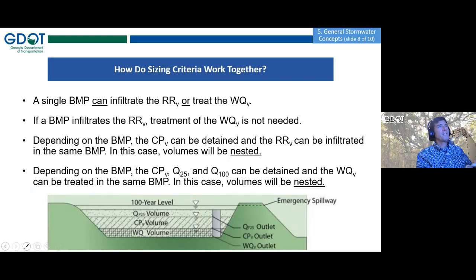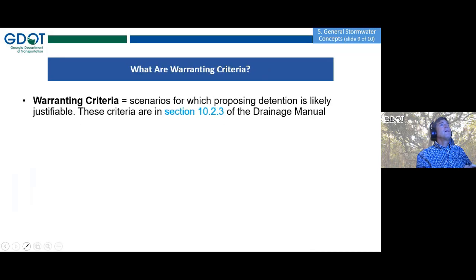I don't know if you understand exactly, but you can see the diagram there where the dots go all the way through for the Q25, and then also you can see how it all extends below it, and how the channel protection volume has the hashes that go all the way down into the water quality volume. So you're nesting them. All right, next slide, please.